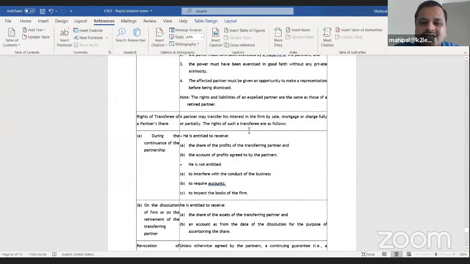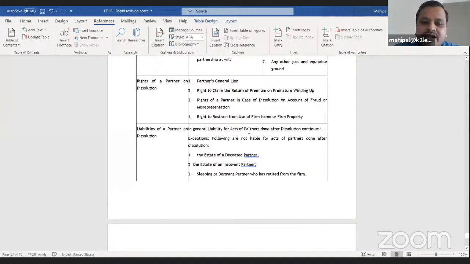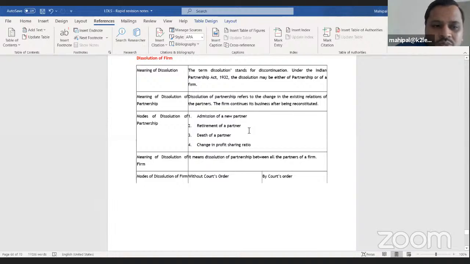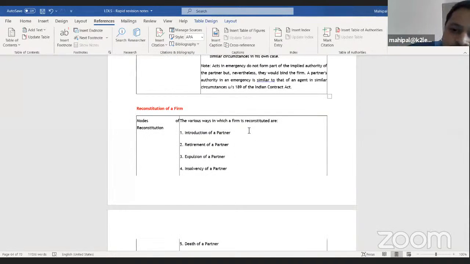So let us discuss this a little bit in detail: the rights and duties of incoming partner, outgoing partner, expulsion partner. Because it is again an important concept for your examination. What are the rights and obligations of an incoming partner? An incoming partner will not be liable for any act done before he is admitted to the firm. If the incoming partner agrees to share the acts done previously, then he will be liable for those acts also, provided such information is given to all the other stakeholders like creditors and debtors.